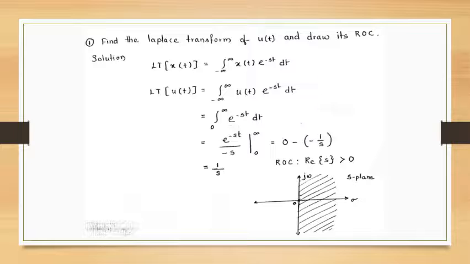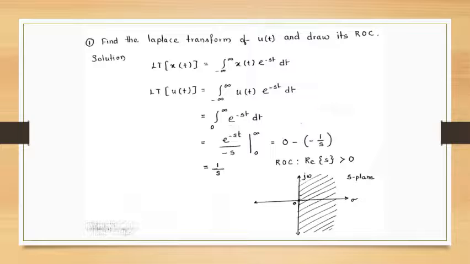For the solution, write down the formula of Laplace transform. So Laplace transform of x of t is equal to integral from minus infinity to infinity x of t e raised to minus st dt. Here the signal is u of t. So Laplace transform of u of t is equal to integral from minus infinity to infinity u of t e raised to minus st dt.